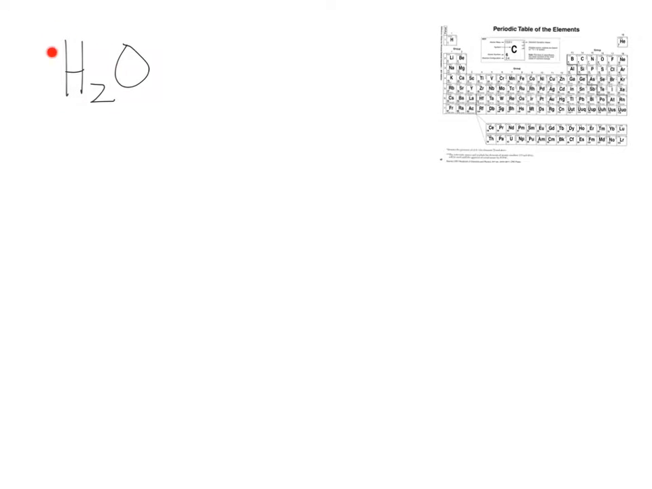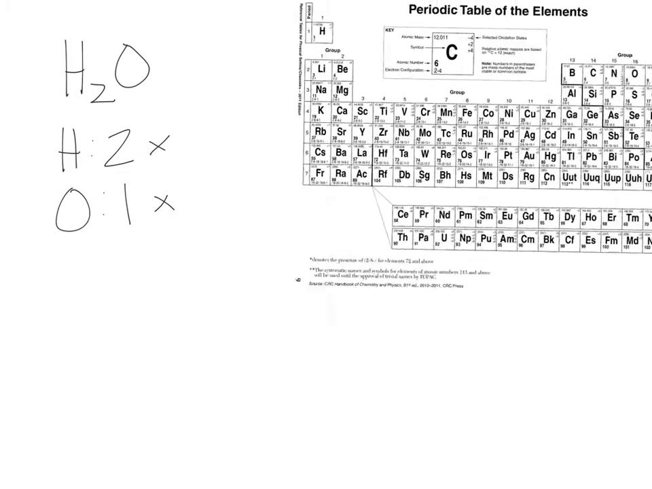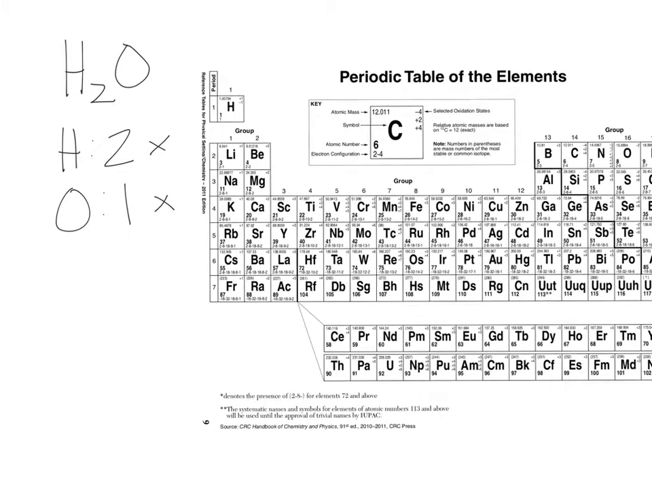We looked earlier at how to figure out how many of each atom. We have 2 hydrogens. Even though there is no subscript, there's 1 oxygen. So for hydrogen, we have 2, and oxygen, we have 1. So we're going to multiply that by the mass of those elements. So we're going to look up their masses here in the periodic table. It's in the upper left corner. If you ever forget, look at the key.